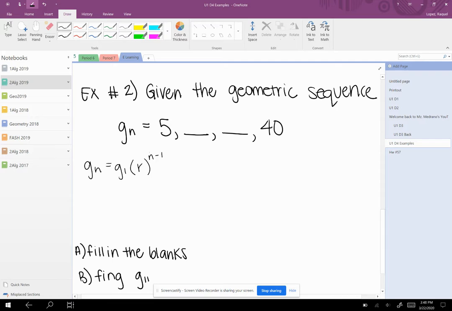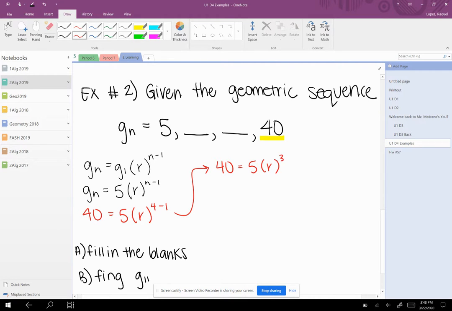I don't know what r is, right? I don't know what I'm multiplying by each time to get to the next term. And so we're just going to start plugging in what we know. So I know the first term is 5. And I really don't know anything else. But what I do know is that the fourth term is 40. So I'm going to go ahead and plug that in. So what I mean by that is if I know that the fourth term is 40, I don't know what my common ratio is, but that was the fourth term. So I'm going to plug 4 in for n, and I'm just going to start simplifying. So what that looks like is I've got 40 equals 5 times r. 4 minus 1 is 3.